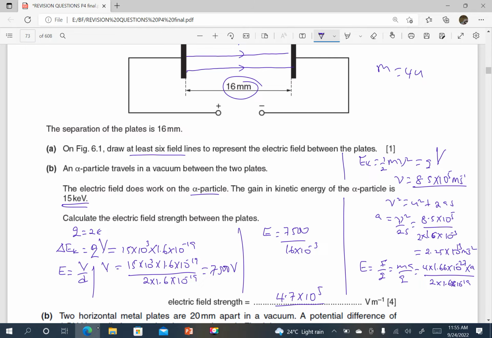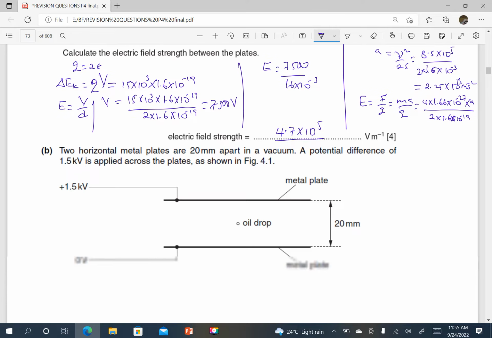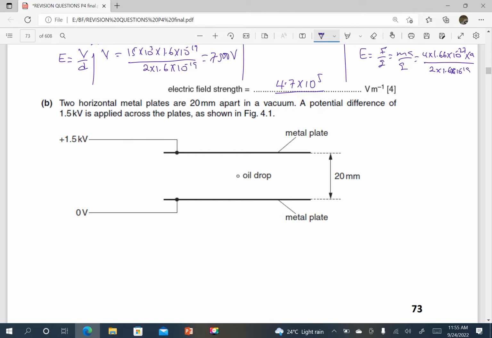So you see how long this would be, and it would require you to know more concepts: equations of motion, mass of an alpha particle, and so on and so forth. Next, you can press your calculator and verify if it brings you back to the same thing.